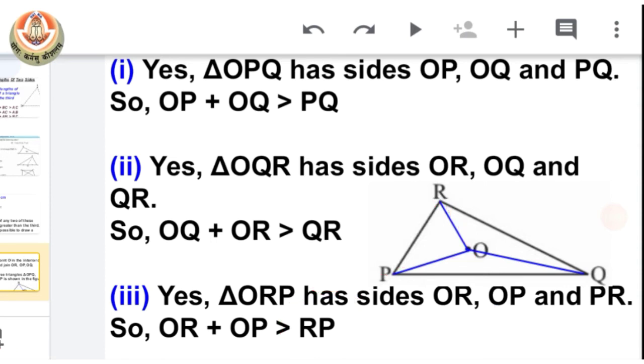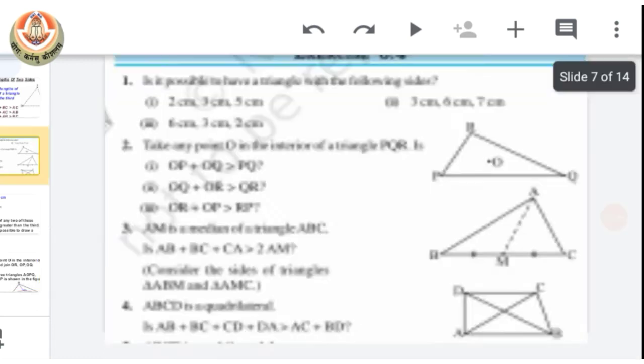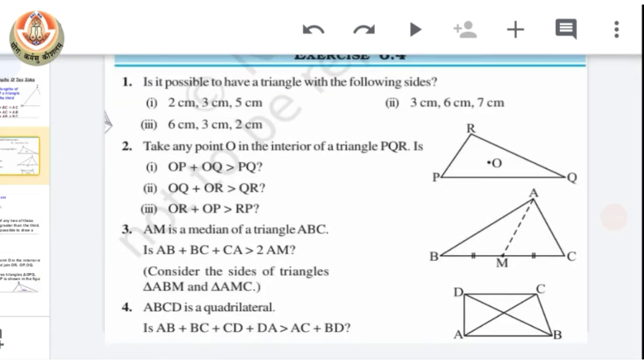It is just simple questions. We just have to follow the property of the sum of two sides of a triangle. Okay class, now let's see what we have to do in question number 3.